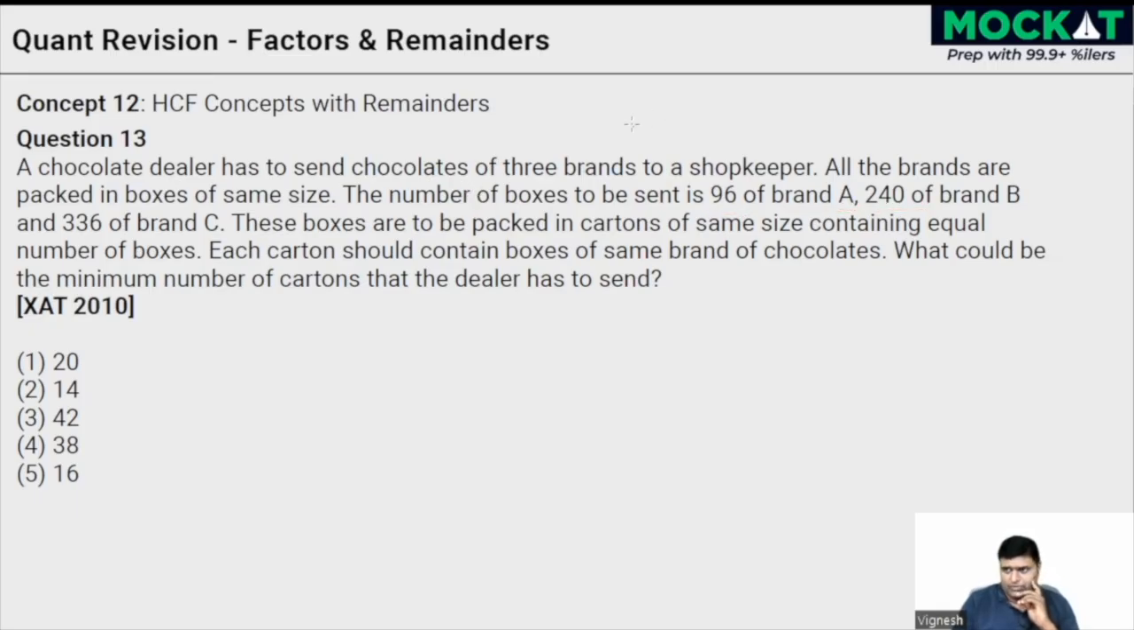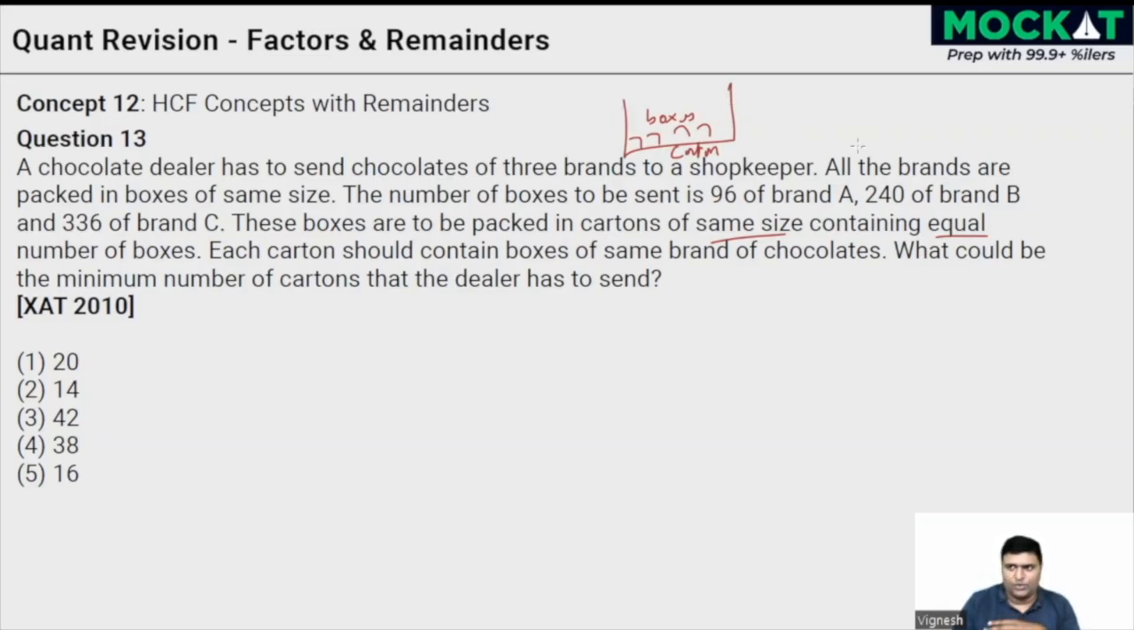Okay. So you have a huge carton, right? Visualize. Within that, you're putting small boxes. There are 96 boxes of brand A, 240 of brand B, and so on. Each carton should contain boxes of the same brand of chocolates, and they're all the same size. An equal number of boxes can be fit inside, and in each carton, boxes of the same brand have to be used. So if this is brand A, only brand A can be used. Fine. What could be the minimum number of cartons that the dealer could use?